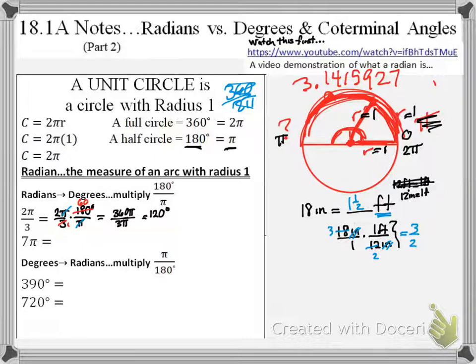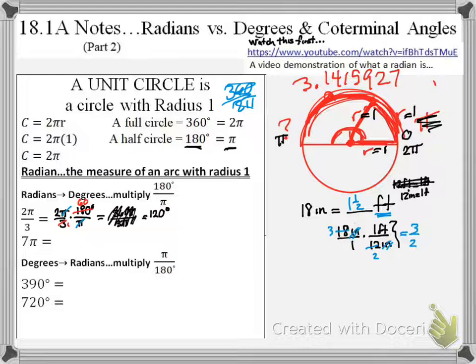120 degrees. Didn't matter if I showed this middle step, 360 divided by 3 was 120, or if I cross-canceled in the first place. Both work. If you're trying to do it in your calculator, I recommend you cross out the pies and then work the rest of it. Because your calculator will do the job for you, but most calculators are going to change it to crazy decimals along the way and it's going to just get confusing. So I wouldn't bother with the pies.